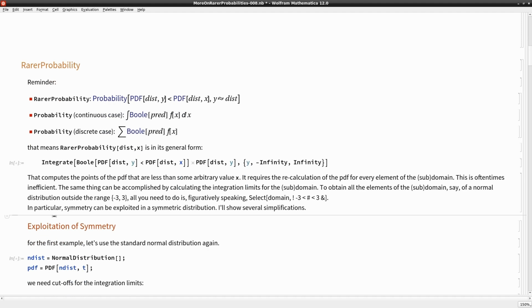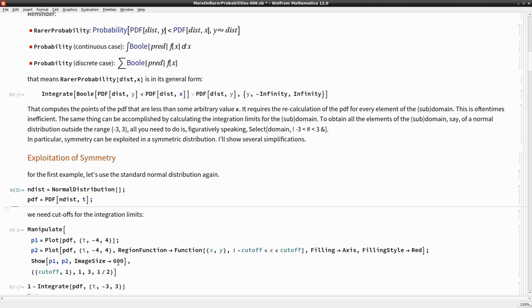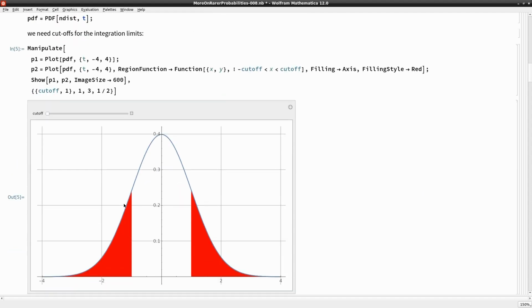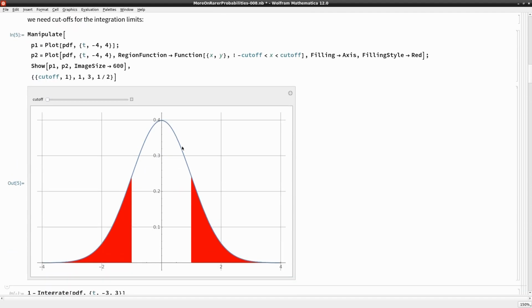Right? So in particular, symmetry can be exploited in a symmetric distribution, and I will now show you several simplifications. So for the first example, we're using the standard normal distribution again. So let's define it. We need the ndist and we need the PDF, and we need cutoffs for the integration limits. So here I will plot you the standard normal distribution again, and here note that we have several cutoffs, and in this manipulate we can just pick them here with a slider.